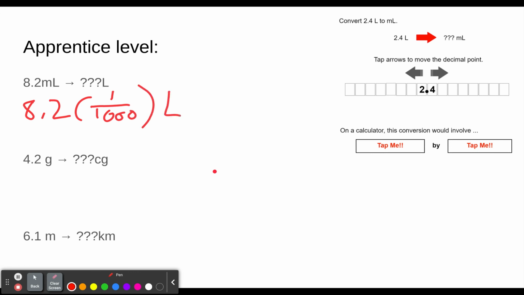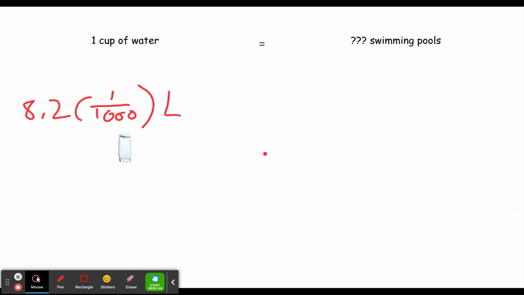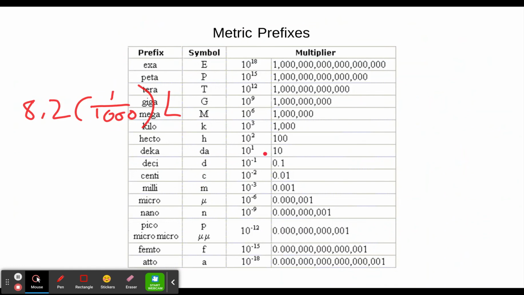Okay, liters. So all we did here was replace milli with the meaning of milli, which is 1 over 1,000. Just as a reminder, since I don't have this on the page here, here is where you'd find that. So milli means 10 to the negative third, which is 1 over 1,000, or 0.001. You could write times 0.001 instead of divided by 1,000, but I choose to write it as the 1 over 1,000.